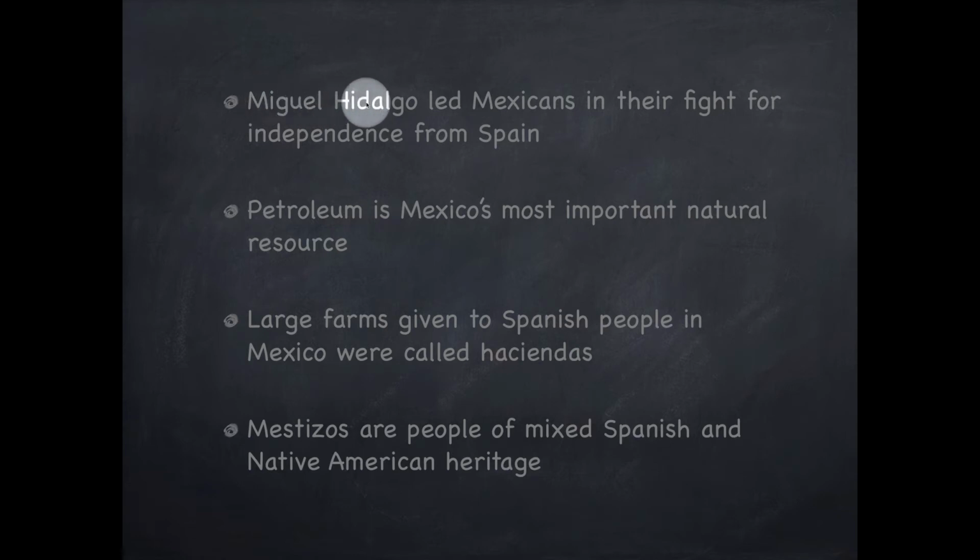Miguel Hidalgo led the Mexicans in their fight for independence from Spain. If you remember the story about Miguel Hidalgo, he actually came from a pretty rich family and decided to become a Catholic priest, and then decided to help encourage the people of Mexico to rise up against the Spanish and get control of the country for themselves.